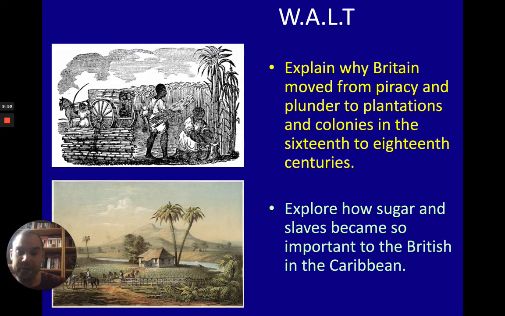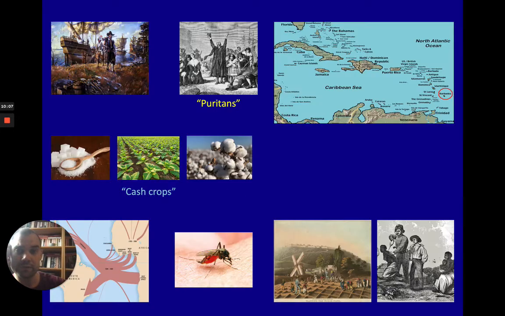What then happens though is when they realise the opportunities in the New World, they begin to build their own settlements to compete with Spain and build plantations and actually settle down to build colonies. And then we're going to be looking at the reasons for the expansion of the slave trade, particularly after Britain began to build plantations in the New World.